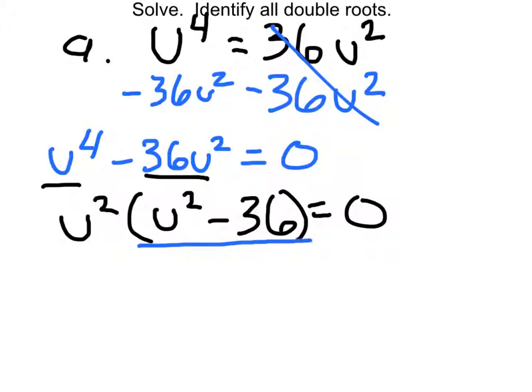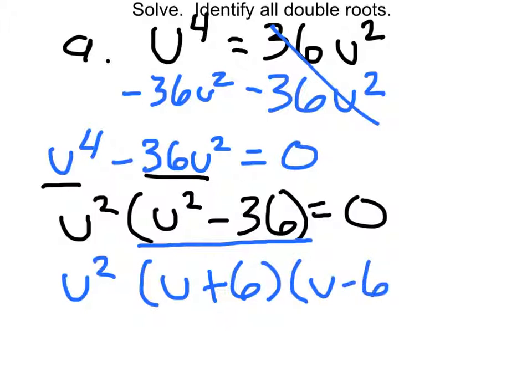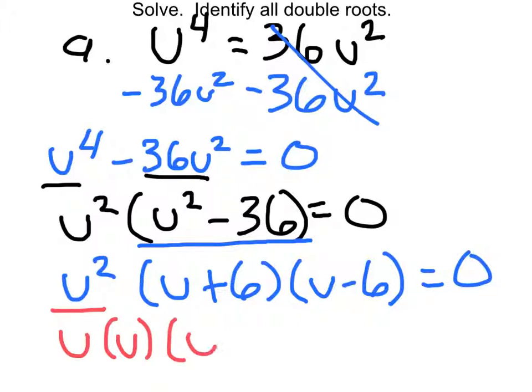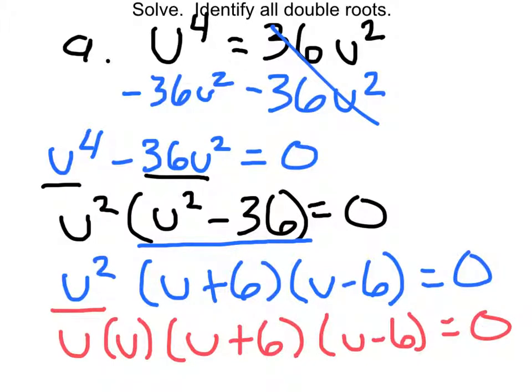Now I notice this right here is a difference of squares, so I know I can factor that. So this u squared is going to stay out front, and I'm left with u plus 6 times u minus 6. That's all equal to 0. Okay, the last thing I'm going to do, to make sure I get all of my solutions, is take this u squared and just write it as u times u, and then copy the rest down. U plus 6 times u minus 6. And that's now equal to 0.